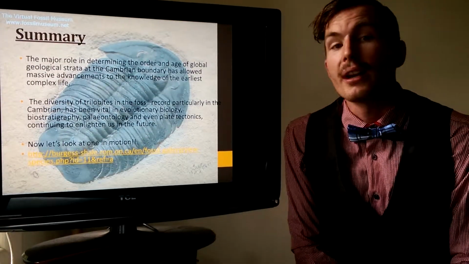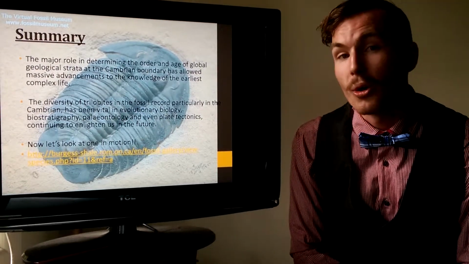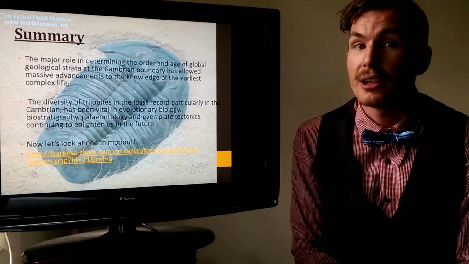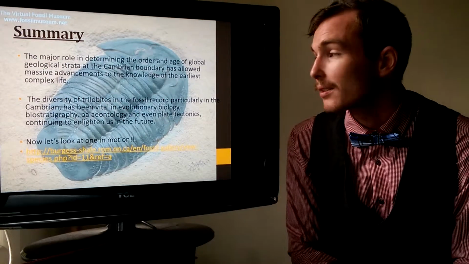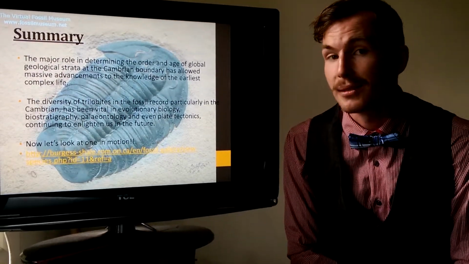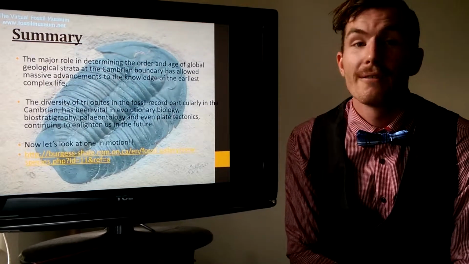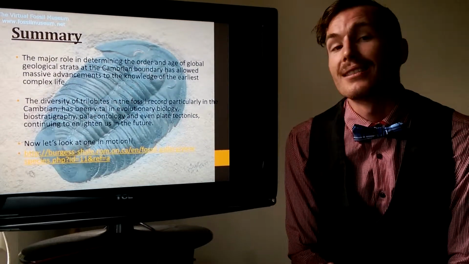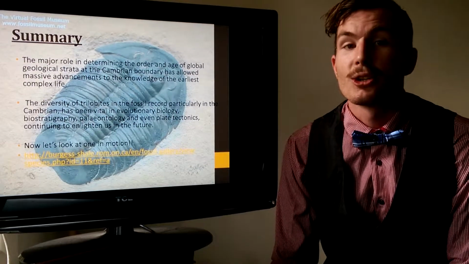Okay, so just in summary, the major role that trilobites did play in determining the order and age of geological strata, particularly during the Cambrian boundary, at which major advancements occurred in the earliest known complex life. Also the diversity which they displayed, again with 20,000 plus species, particularly in the Cambrian, has been vital for evolutionary biology, for paleontology and even in plate tectonics. And they continue to enlighten us today.